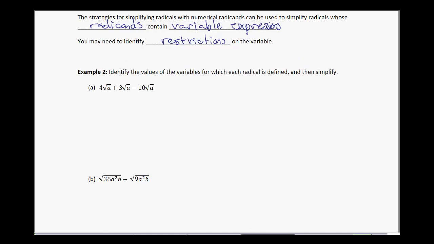Identify the values of the variables for which the radical is defined, and then simplify. So here we have root a. So for what values of a is this expression defined? A has to be greater than or equal to 0. It cannot be negative with our square root. So let's go ahead and simplify. We already have similar indexes and radicands, so now we'll just collect like terms. 4 plus 3 is 7 root a minus 10 root a, which simplifies to negative 3 root a. Let's do another one.